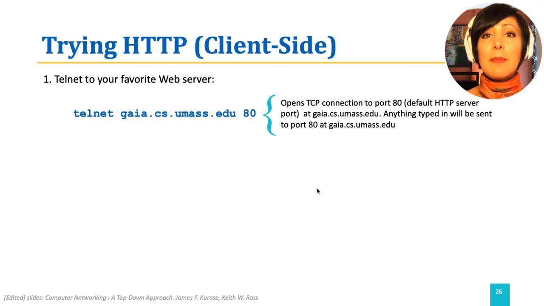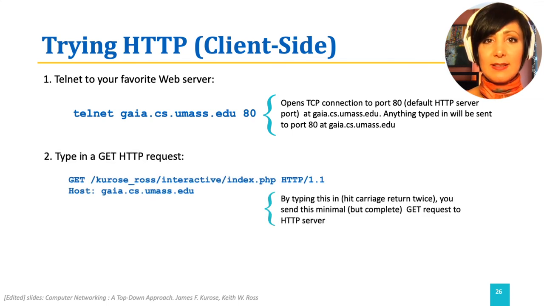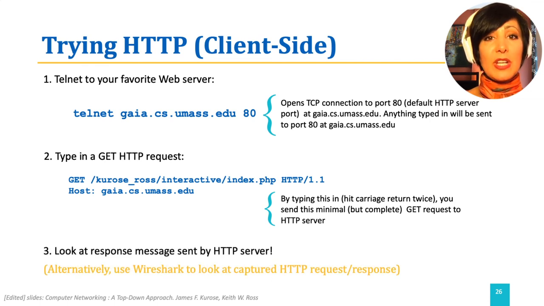Then, type a GET HTTP request, indicating the page, HTTP version, and the host again. By typing this and hitting carriage return twice, you send this GET request to the web server. You will now receive the response and can analyze it the same way we did on the examples. You can also use Wireshark to look at HTTP requests and responses that are sent and received through your browser.